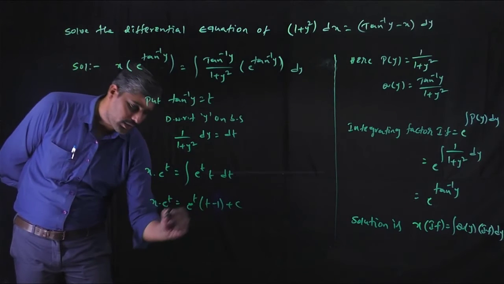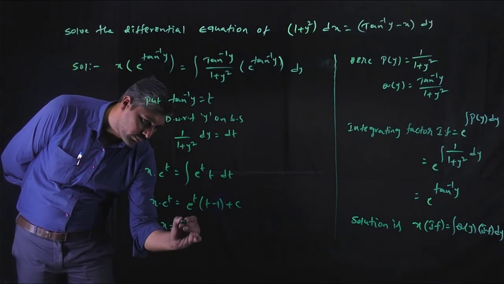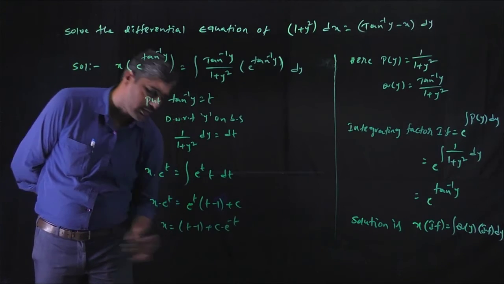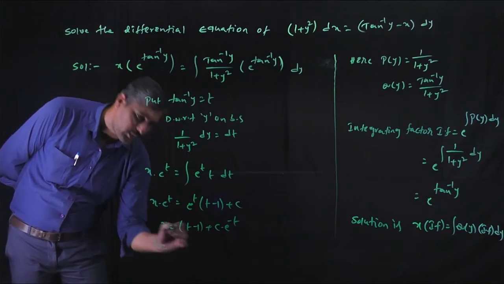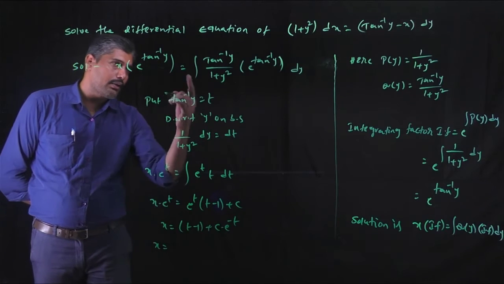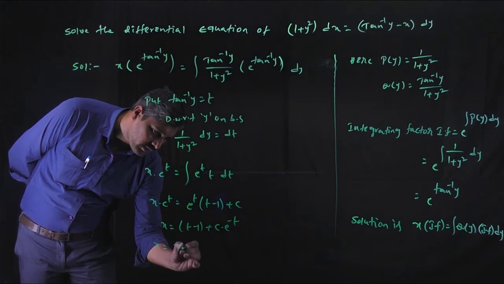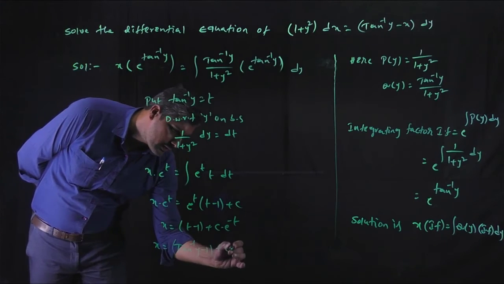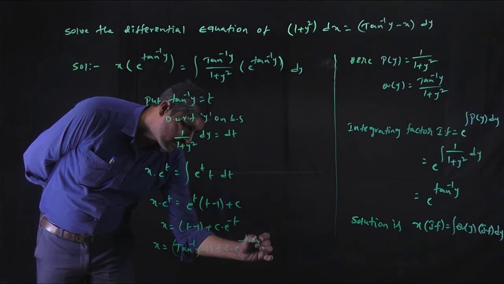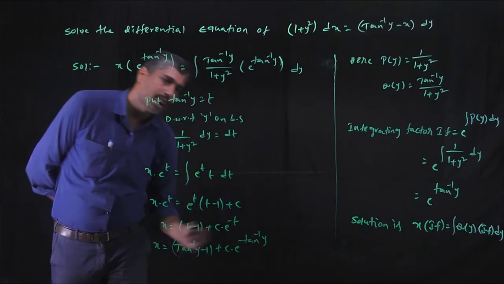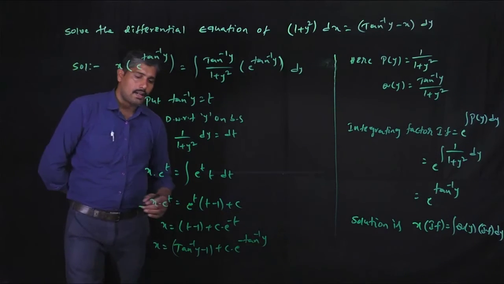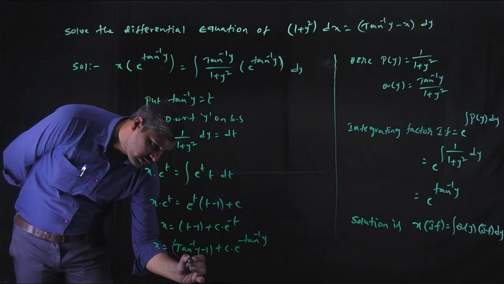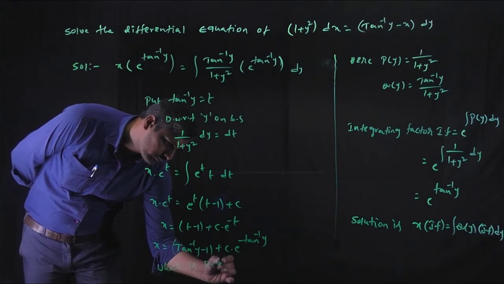Dividing with e power t, then we get x into t minus 1 plus c into e power minus t. That is x equal to, here t equal to tan inverse of y. That is tan inverse of y minus 1 plus c into e power minus tan inverse of y. Right? That is the required solution.